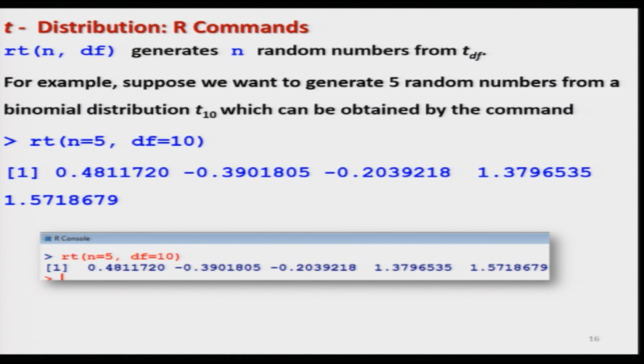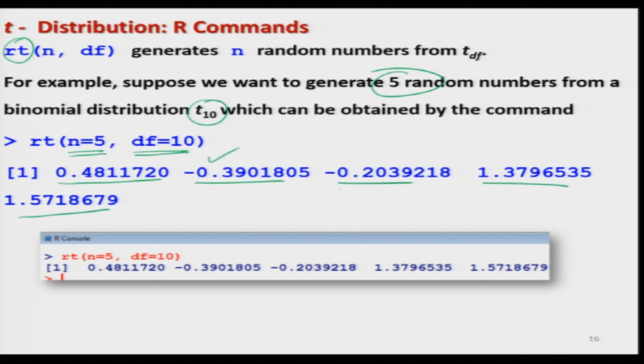And if you want to generate random numbers from this t distribution, my command is rt. Suppose I want to generate 5 random numbers from the t distribution with 10 degrees of freedom. That can be obtained as rt with n equal to 5 and df equal to 10. This will give you 5 random numbers, and you can see they lie between minus infinity and plus infinity. Two of these numbers are negative and the remaining are positive.